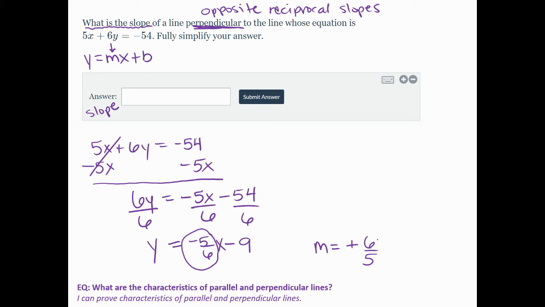I am not 100% sure if DeltaMath will take it in this fashion. If it will do an improper fraction, it should. But if not, you can type that into your calculator, 6 divided by 5, and get a decimal response as well. And I apologize for not knowing that off the top of my head. But 6/5 is the answer we're looking for.